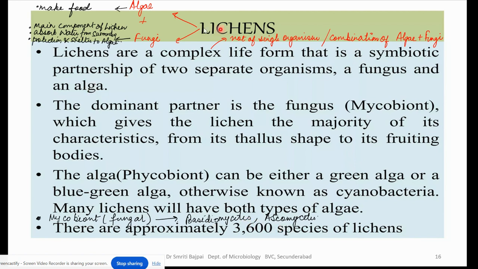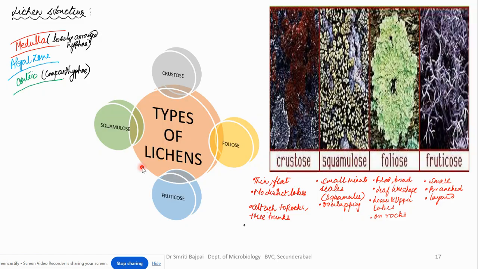Now, what is the function of algae and fungus here? In this type of interaction, the alga is responsible for preparing the food, and the fungus is the main component of the lichen. It absorbs water from the surroundings and provides protection and shelter to the alga. This is the main role in this type of mutual relationship. If you look at the structure of the lichen, the upper part, the cortical part, is composed of compact hyphae. After that the algal zone is present, and then the medulla zone, which is formed of loosely arranged hyphal structure.